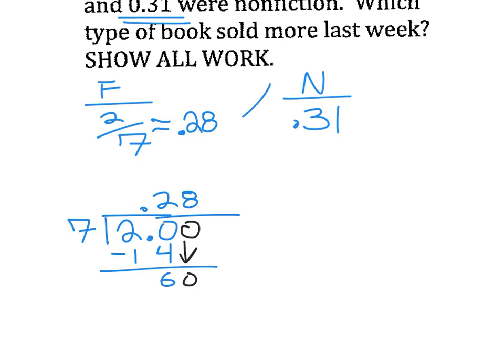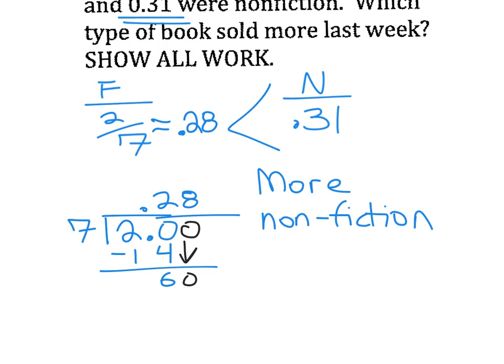So 0.31 is greater than 0.28, so that means that more nonfiction books were sold. And you would need to write that because they asked you to be specific in your answer.